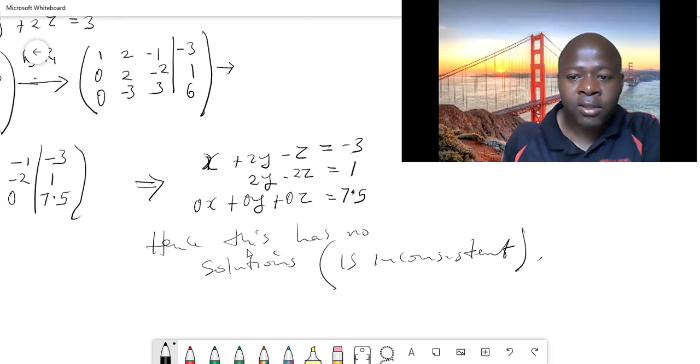So that is how we solve systems of linear equations by use of these augmented matrices and elementary row operations. But as I said, we have several other methods. In our other videos, we look at other methods of solving systems of linear equations.